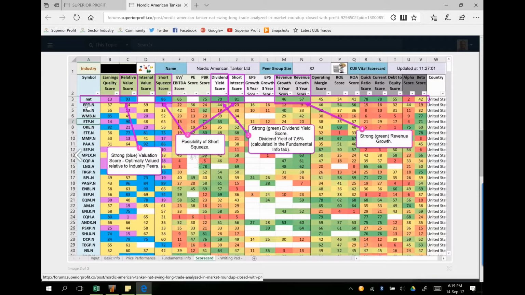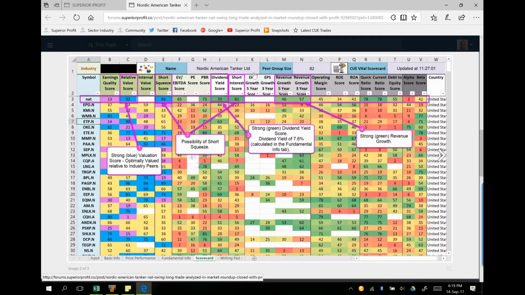QVital can be used in many ways. One way to use it is to do a peer comparison. In this case, I did a peer comparison of the stock NAT with a list of other stocks, and the list of other stocks can be brought in automatically by the tool. All I need to do right now is look at NAT and look for one of two possibilities.